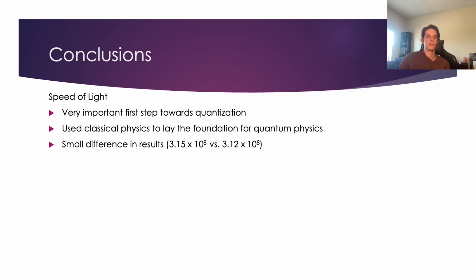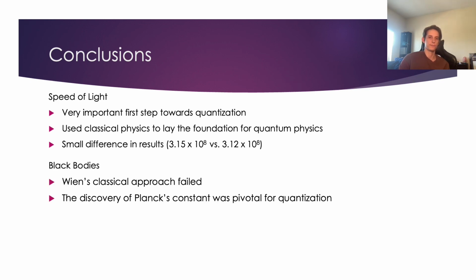Discovering the speed of light was very important as a first step towards quantization. It used classical physics, but it did lay the foundation for understanding quantum physics later down the line. There was also only a very small difference between Fizeau and my results, his being 3.15 times 10 to the 8th, and mine being 3.12 times 10 to the 8th. This is very surprising considering I had the use of an oscilloscope.